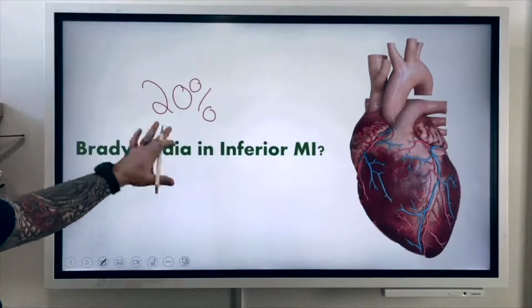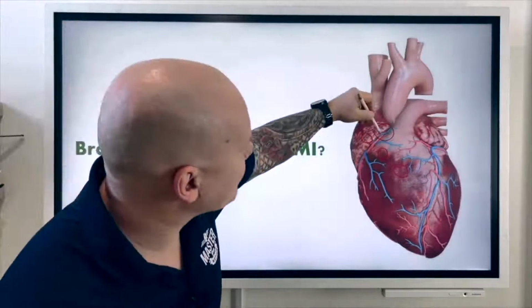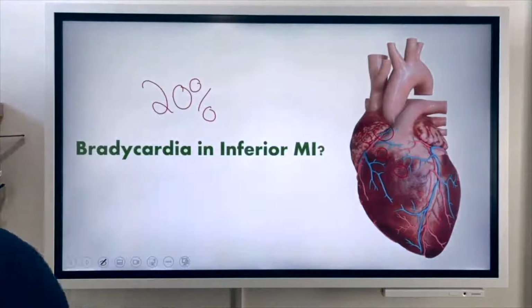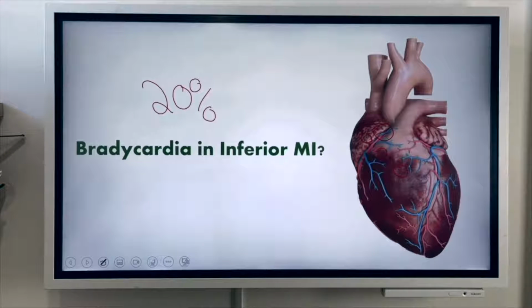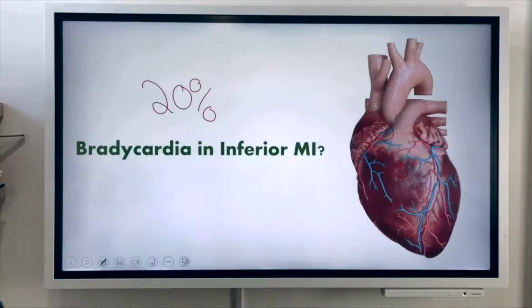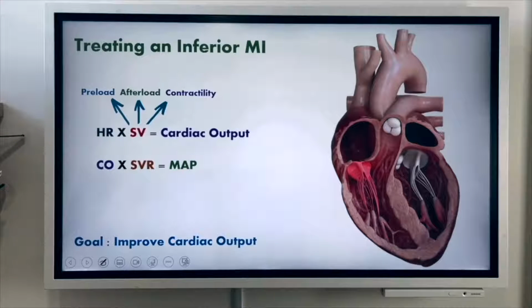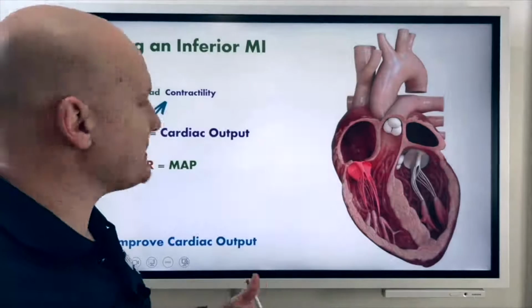So if we see a blockage that's causing bradycardia, you can suspect that that blockage is really high above those branches that are causing an ischemia to those nodes. That's why bradycardia can happen in myocardial infarctions, and 20% is not a small number. This is quite a few patients that are going to have bradycardia due to these inferior MIs. So this is all leading towards how do we treat this patient?